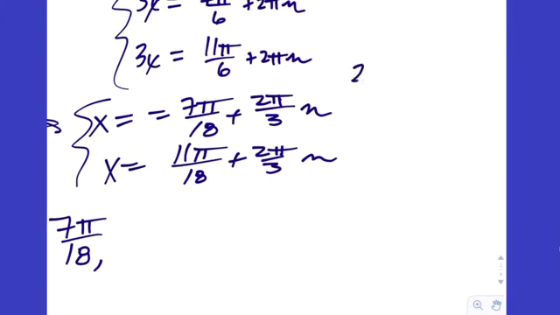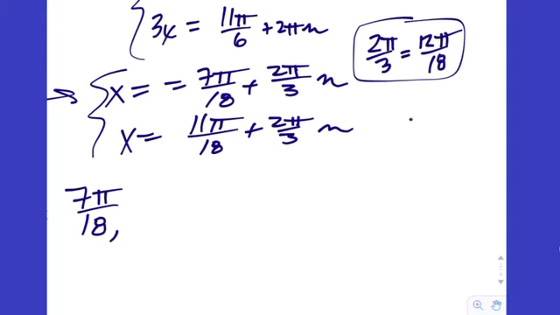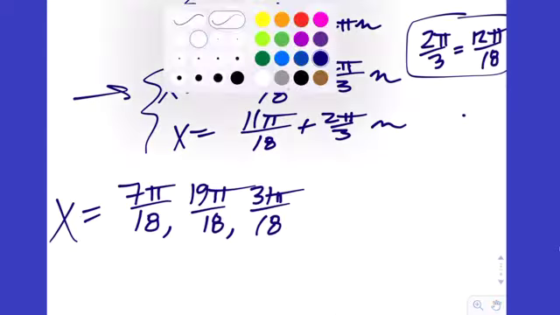Well, instead of adding 2 pi thirds, what's a better version to use here? Since I'm adding it to something with 18ths, if I multiply by 6 over 6, I get 12 pi 18ths. So that's the version I'm going to use, right? It's equivalent. So I'm just adding 12. 12 is a magic number. So 7 plus 12 is 19 pi 18ths. And then one more, 19 plus 12 is 31 pi 18ths. So there are the 3 from the top equation.